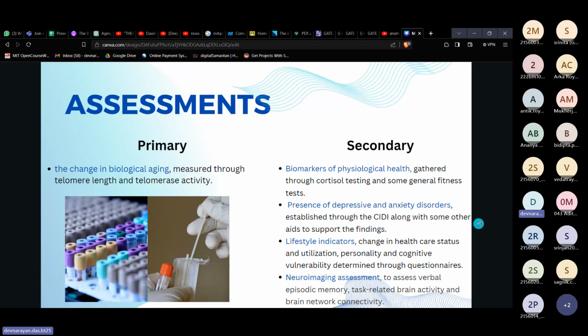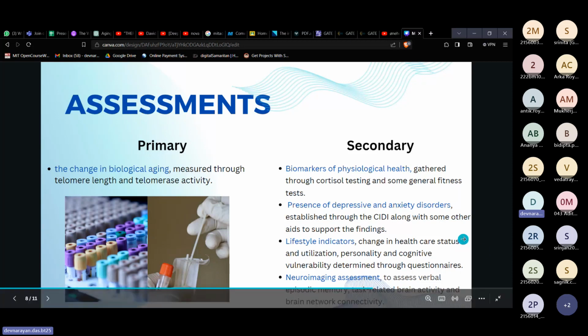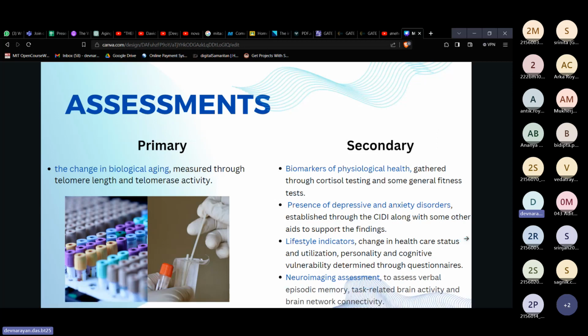Neuroimaging assessment. Here, a subsample of patients and healthy controls underwent some tests to assess their verbal episodic memory, which was done by the 15 words test, their task related brain activity, which was done by anatomical T1 weighted and diffusion tensor imaging, and finally, brain network connectivity, which was done by functional MRI images during rest.